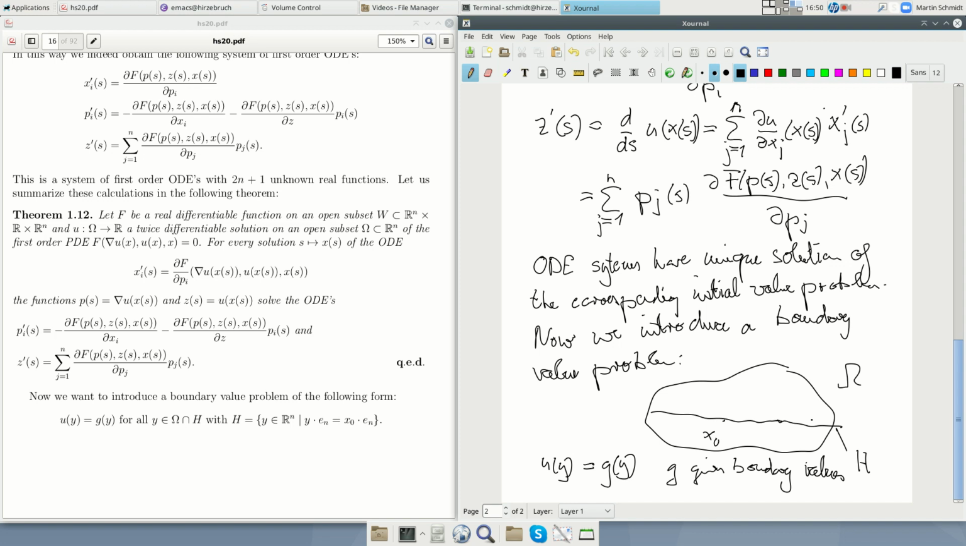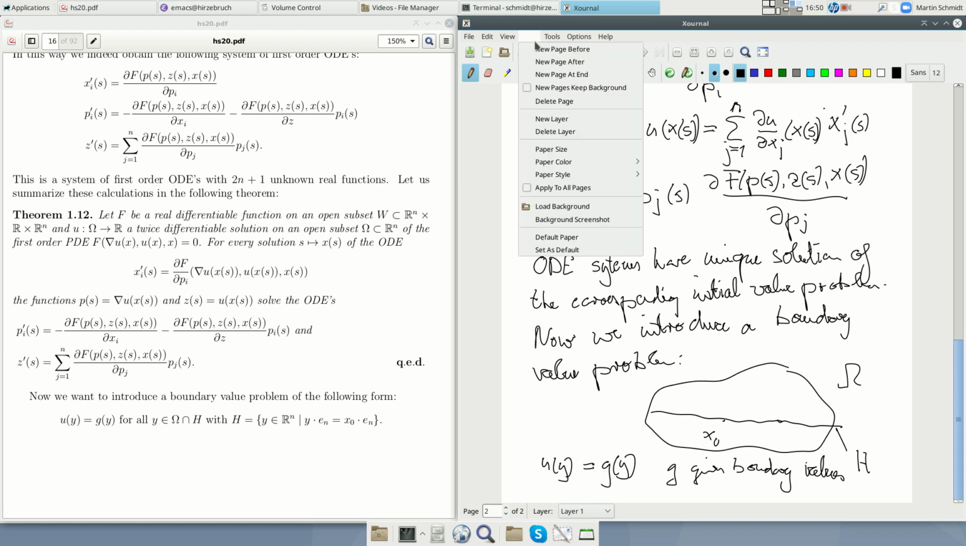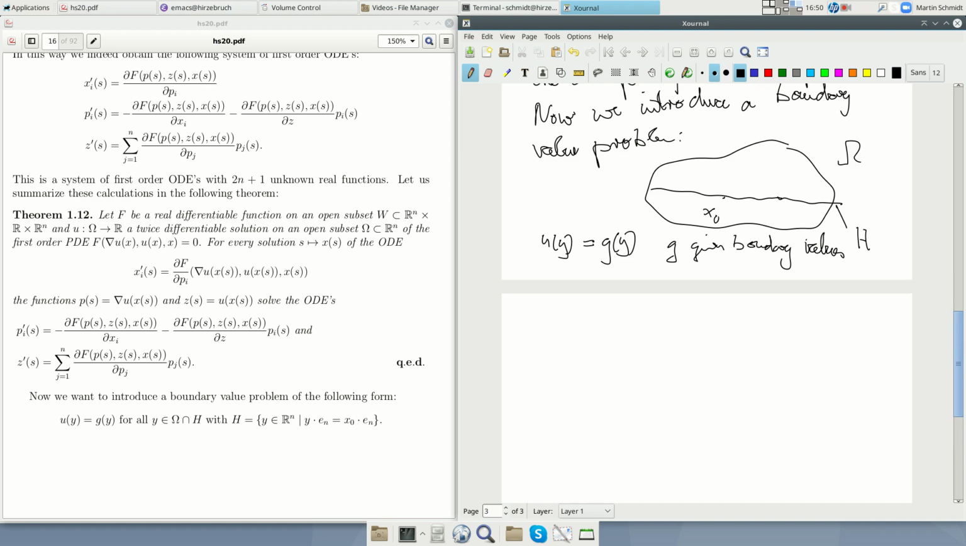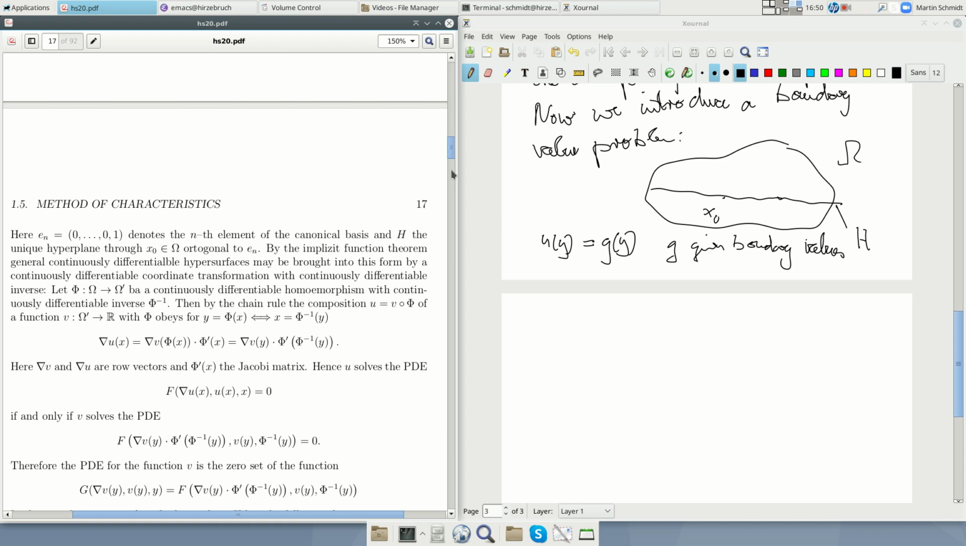Maybe it's better to call this a Cauchy problem, because we fix the values on the hyperplane. The idea is we fix the values on the hyperplane. Now we want the hyperplane to have this form, but in general there might be systems where we don't know the values on such a flat plane, but on any submanifold, any hypersurface, so any set of one dimension less.